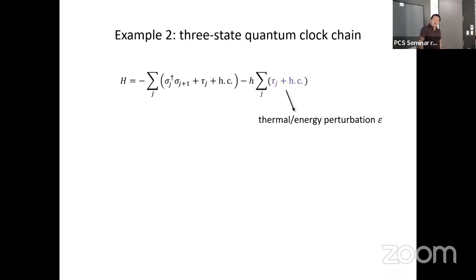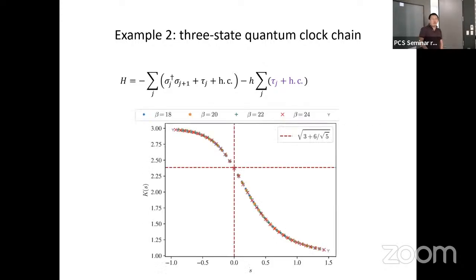Now, a second example is this three-state quantum Potts chain. Here you also tune the transverse field, and that corresponds to the thermal perturbation. In this case, we don't know the formula for the scaling function, but still you just make the plot using the prediction. And this S is again H times beta to a certain power, which corresponds to the thermal perturbation in CFT, then you see there's a perfect collapse. And here, the 3 again corresponds to the ground state degeneracy due to symmetry breaking. So it's a ferromagnetic phase, so 3 states, and in the disordered phase, there's only 1 state. And the crossing in the middle is precisely the phase transition point, which is predicted by CFT.